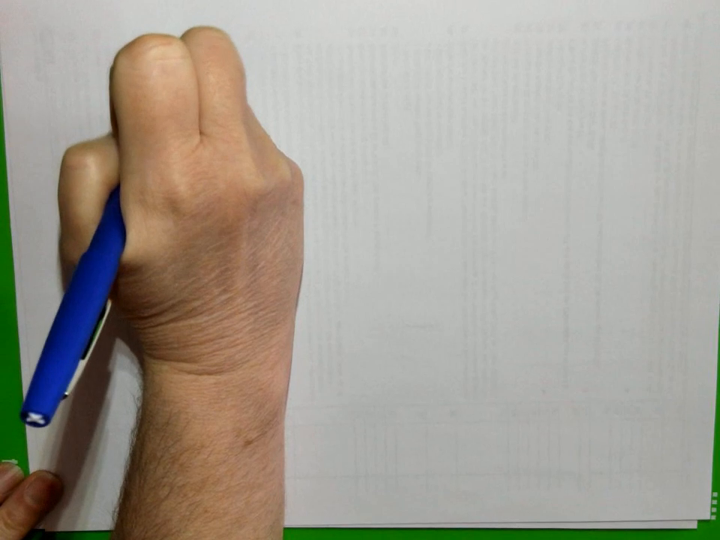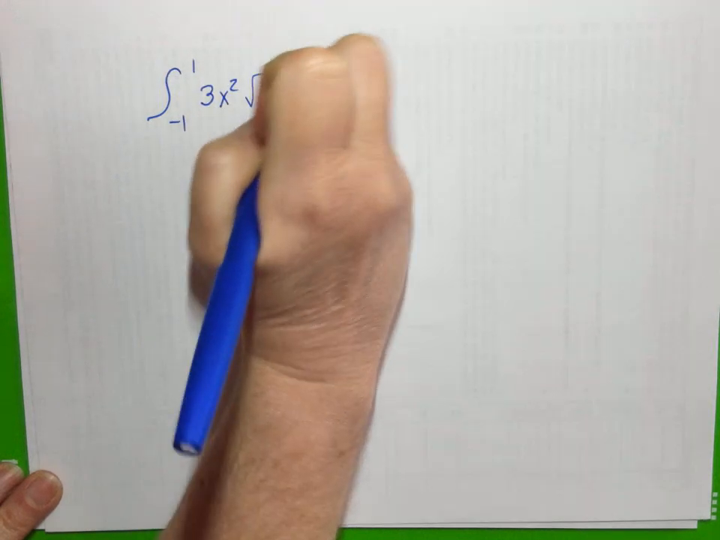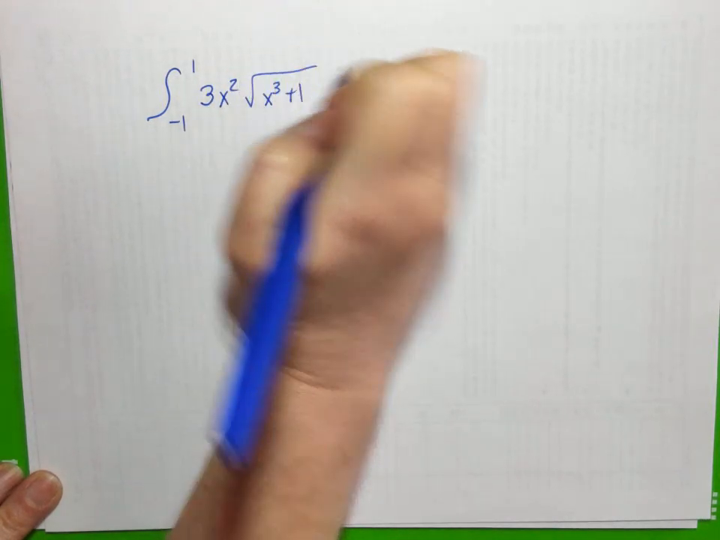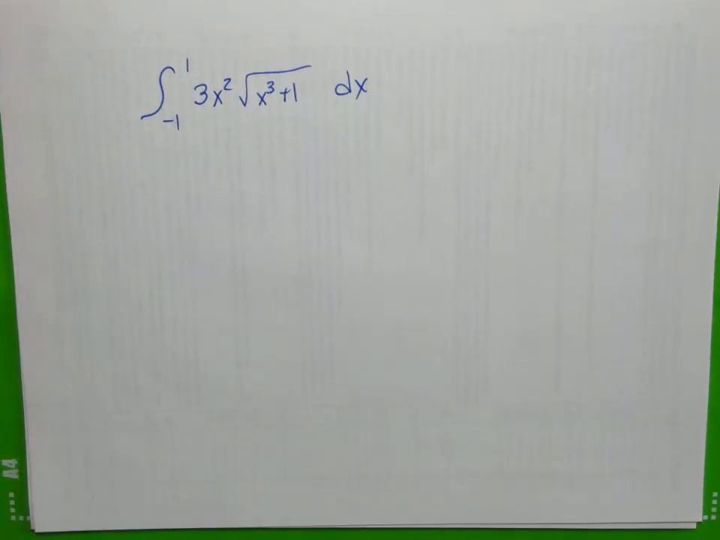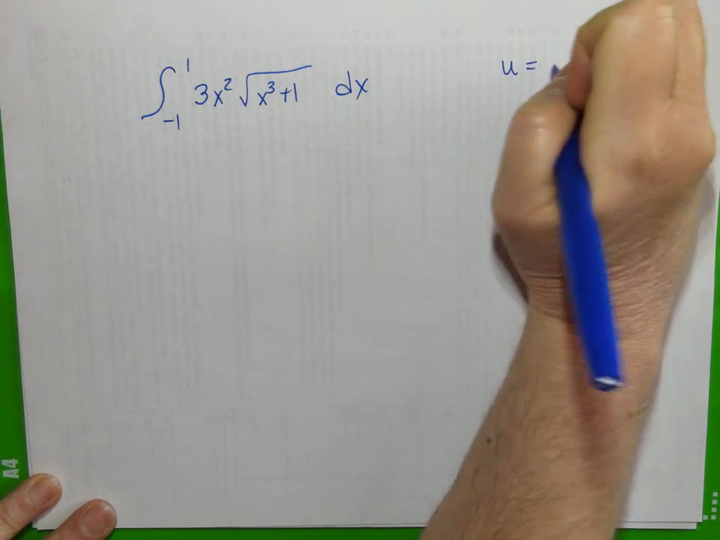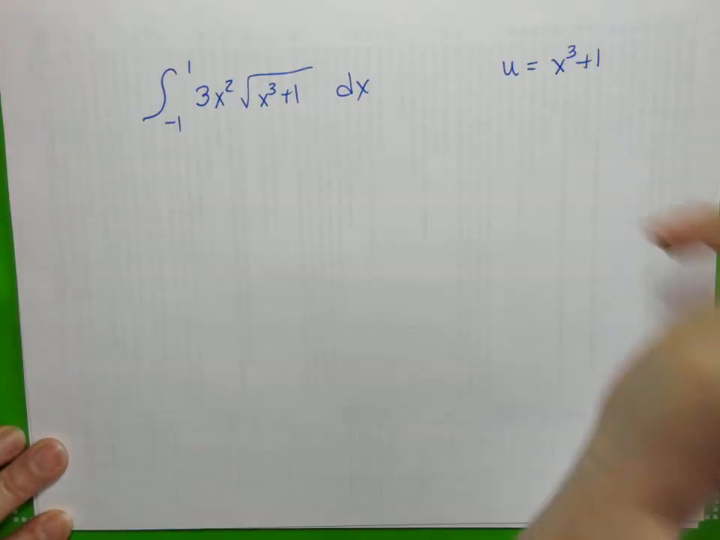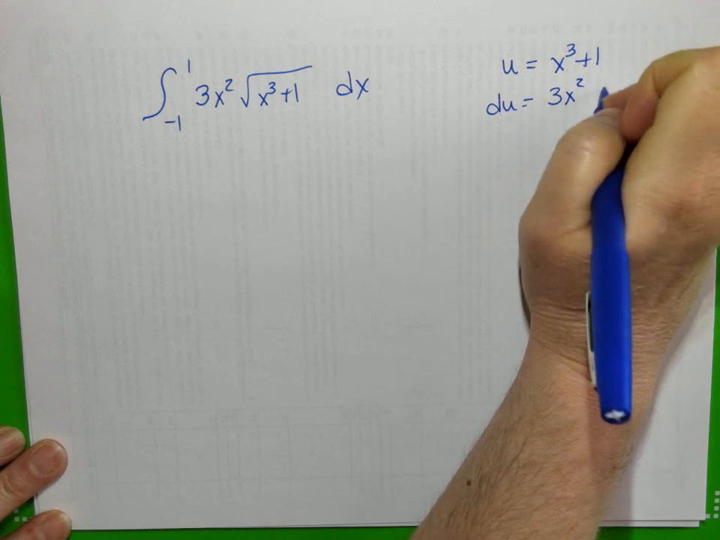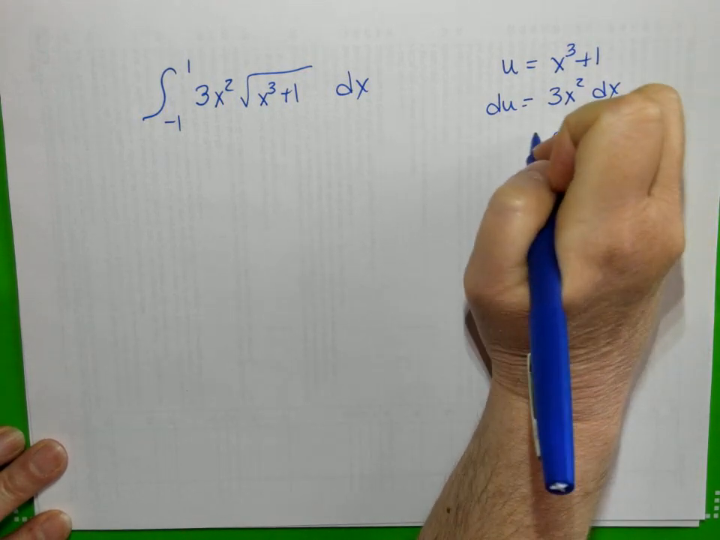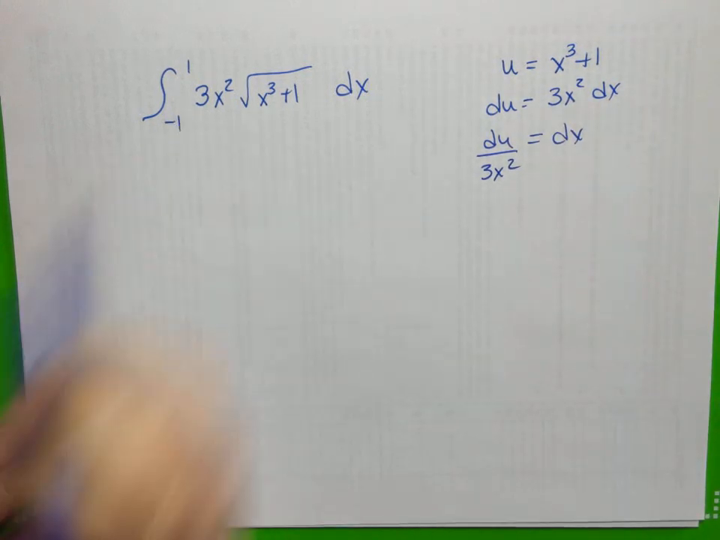So we're going to start with the integral from -1 to 1 of 3x squared square root x cubed plus 1 dx. All right. Knowing what we know, we need to make u equal to x cubed plus 1. Again, it's the inside part. That's the reason I chose it. So du is 3x squared dx. So dx is du over 3x squared, which is kind of nice because that means that will cancel out.